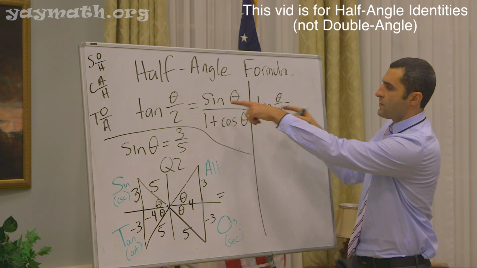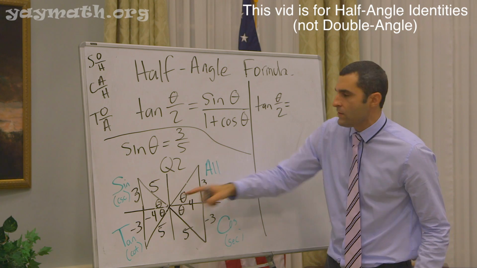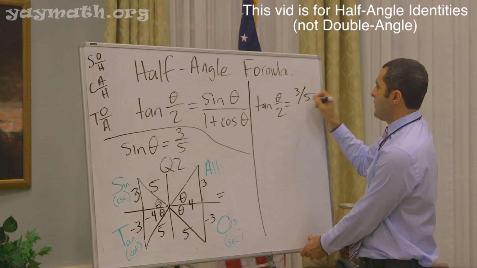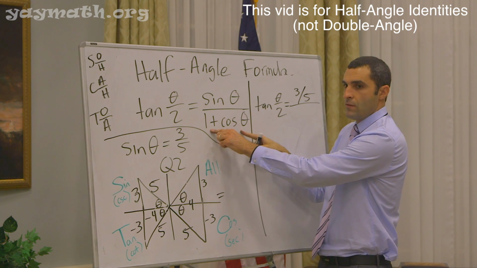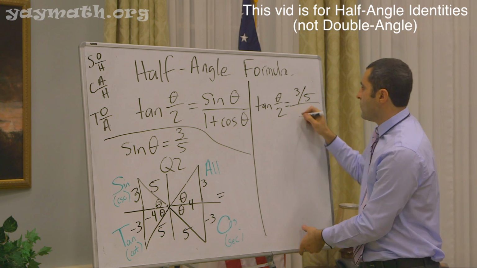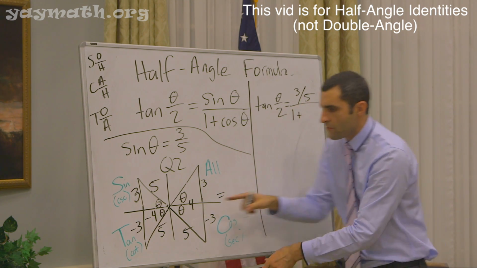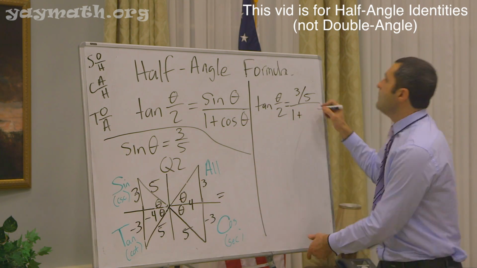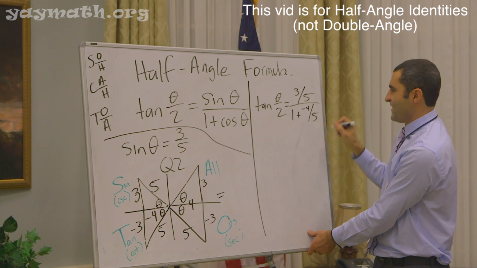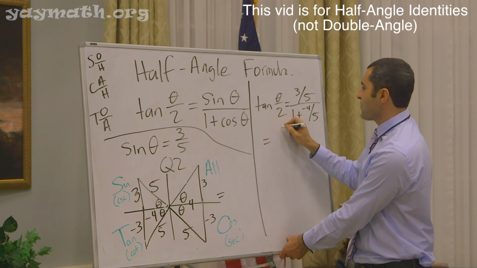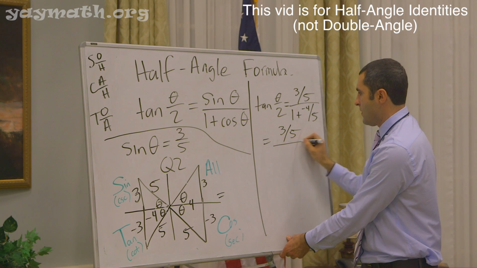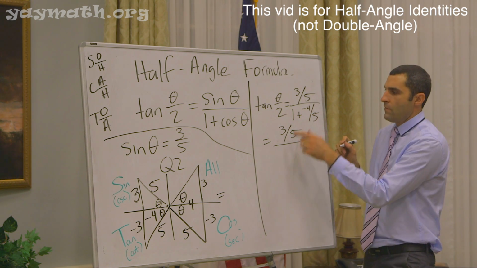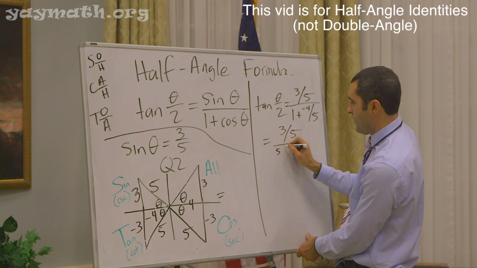And here's the formula. It starts with sine of the angle. Sine of the angle is 3 over 5, all over 1 plus cosine. Cosine is adjacent, negative 4 over 5. So it equals 3 over 5 over 5 over 5 minus 4 over 5.